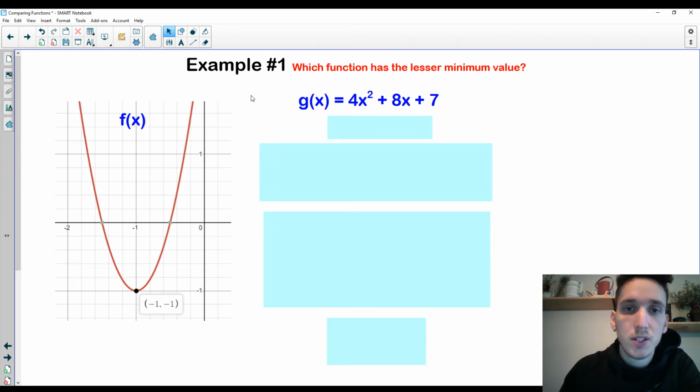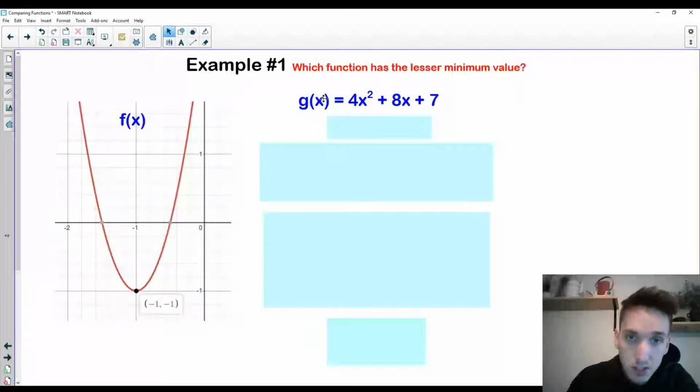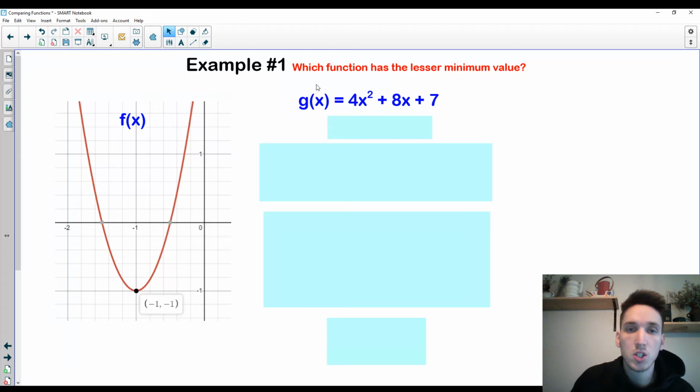Hey, let's jump on into this first example. I have two completely different quadratic functions here. This function we're going to call f of x, and it's represented by a graph. This function we're going to call g of x, and it's represented by an equation. What this question is asking is, which function has the lesser minimum value? In other words, which function has the lowest minimum?